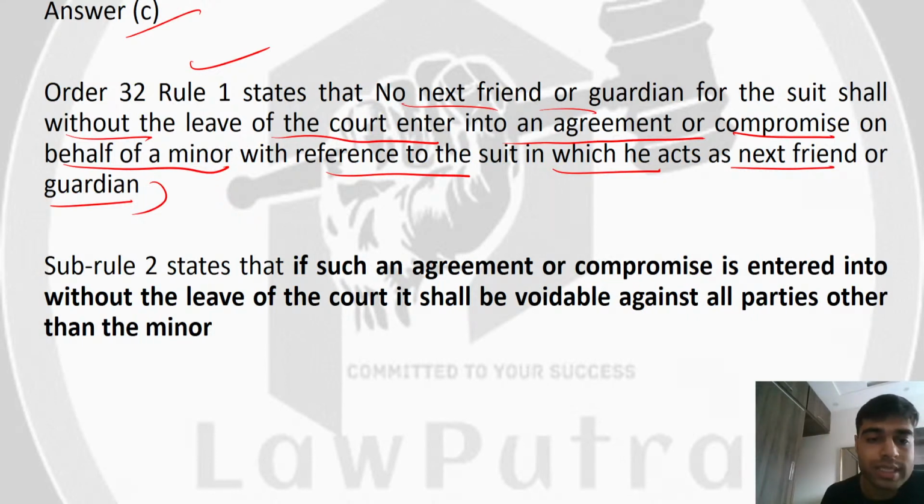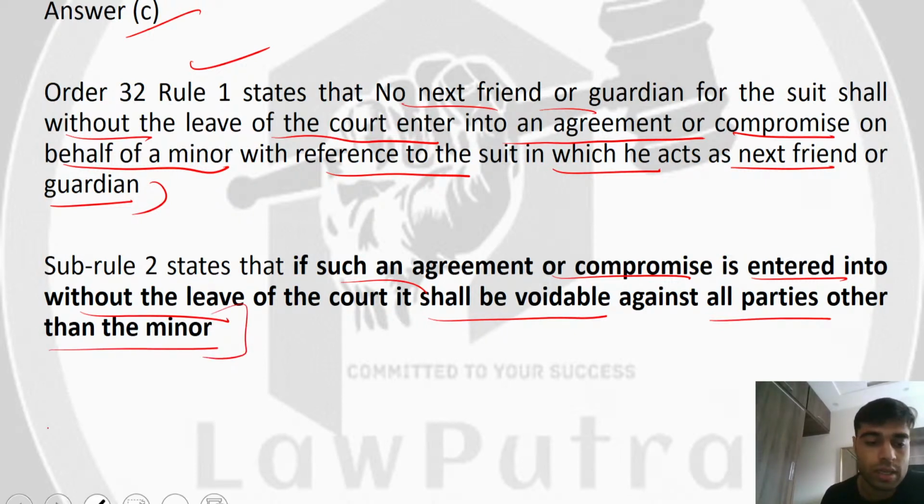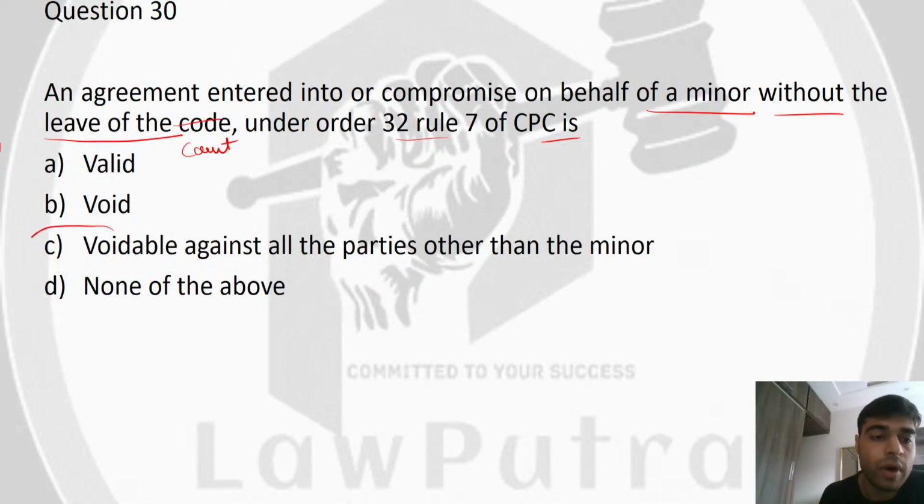But sub rule 2 says that if such an agreement or compromise is entered into without the leave of the court, it shall be voidable against all the parties other than the minor. Okay, so the answer is it shall be voidable. It will not be valid, because it was on behalf of the minor without leave of the court, so we cannot call it valid. It will not be completely void, it is voidable.